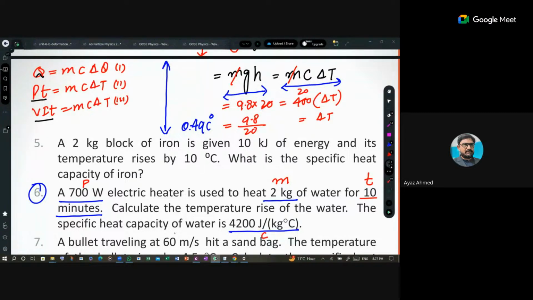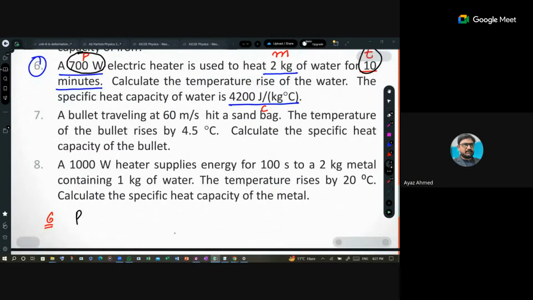So P is given to me. I have P, I have T. I will use this PT equals to MC delta T. P is 700 watt heater, and time is 10 minutes. So I have to convert those 10 minutes into seconds. So 10 minutes consist how many seconds? 600. Very good. So I have to multiply with 60.